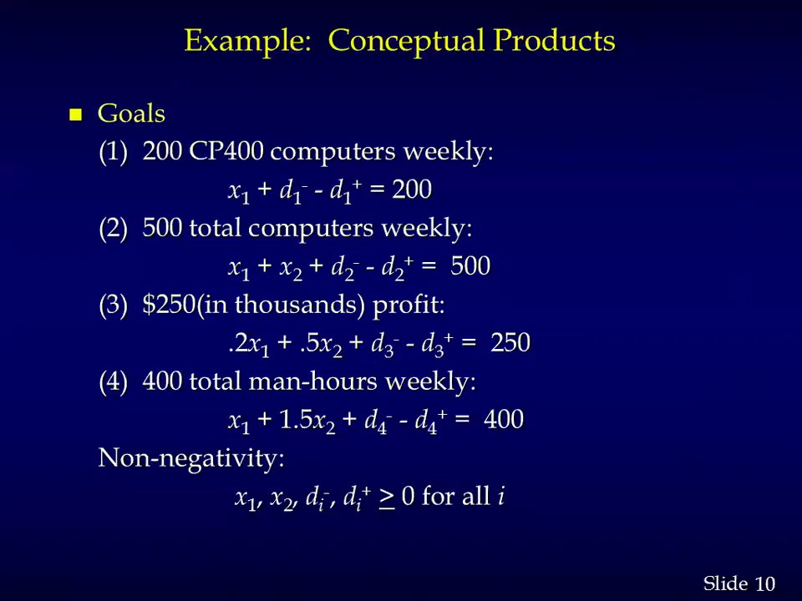Okay, the last one was total man hours required weekly, which was x1 plus 1.5 x2. We want that to be equal to 400. So plus d4 minus, minus d4 plus. And of course, all our variables are non-negative. So what do we do first?